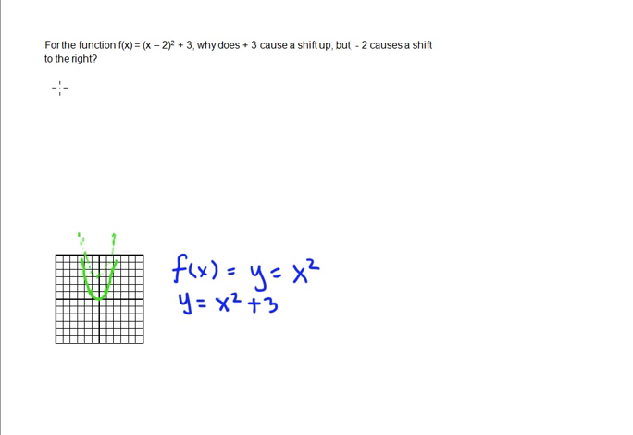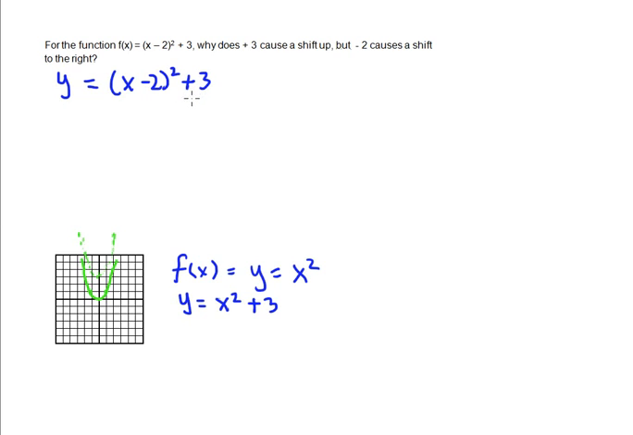What's less intuitive is the idea that modifying the graph by subtracting 2 from the x-coordinate inside the parentheses should cause a shift to the right. And so let's investigate that a little more carefully. I'm going to rewrite this function with f of x replaced with y, so this is going to look like y is equal to, parentheses, x minus 2 squared plus 3.